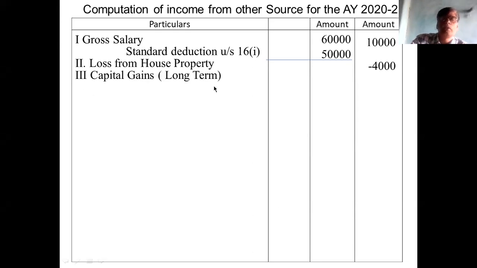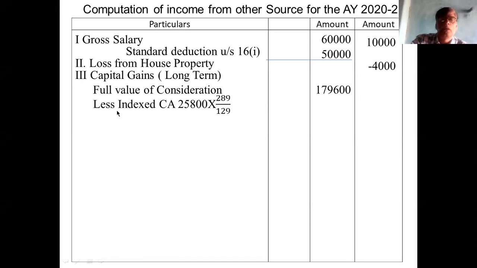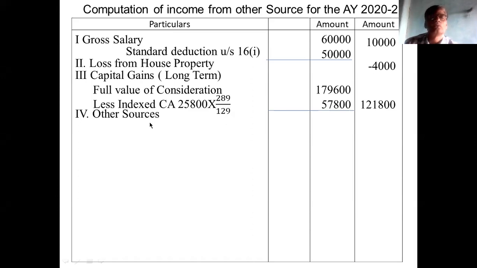Then third is capital gains. This is long term. Full value of consideration is 1,79,600 less indexed cost of acquisition. Indexed cost of acquisition: 25,800 into 289, present index, divided by index of acquisition year 129, is equal to 57,800. If you deduct it, your answer is 1,21,800.